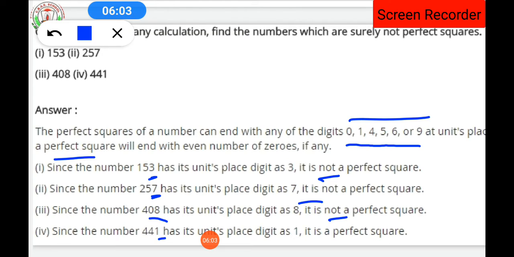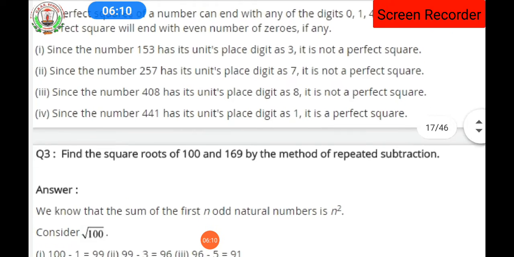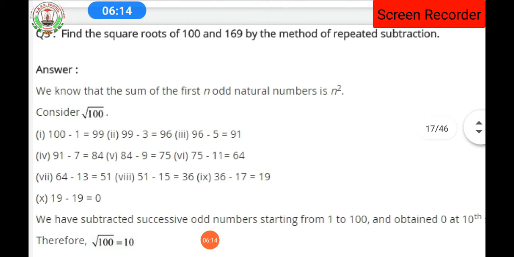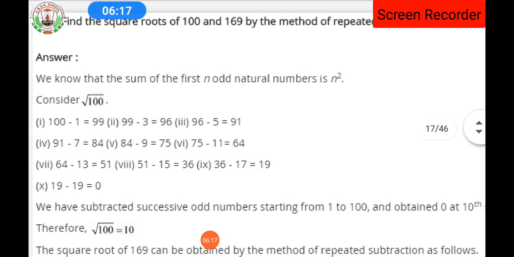If we are having 1, that means it is a perfect square, because 1 is given over here. Okay, so in this way we will have the question number 2. Now moving toward the question number 3, here it is said that find the square root of 100 and 169 by repeated subtraction method.